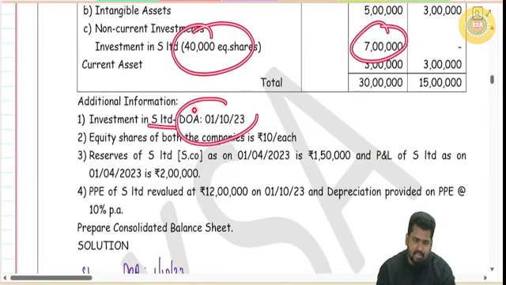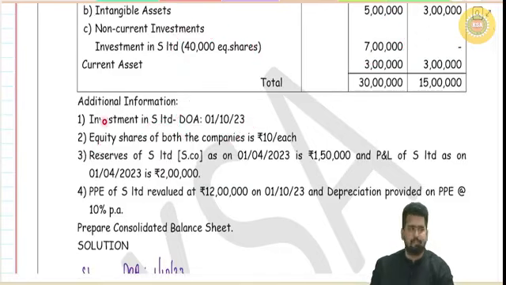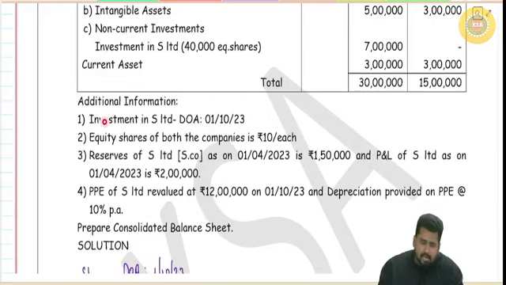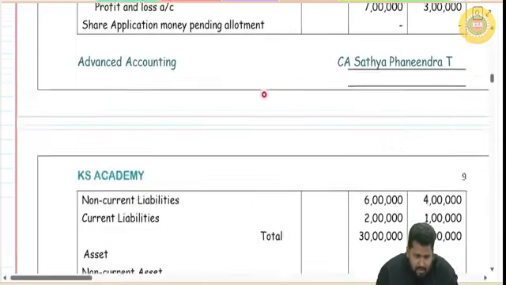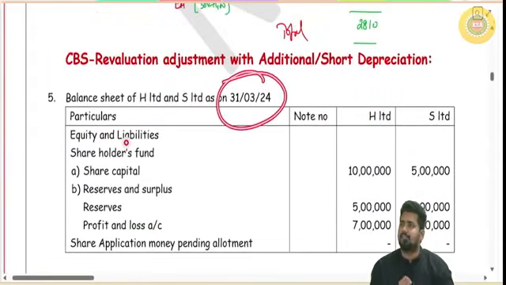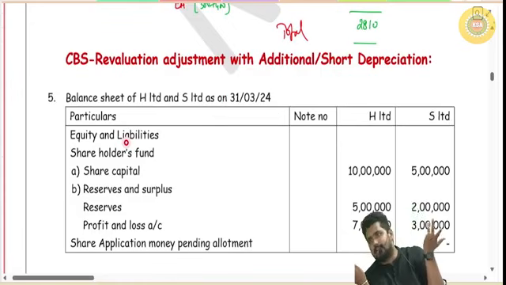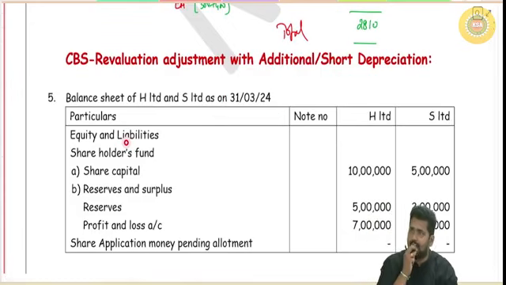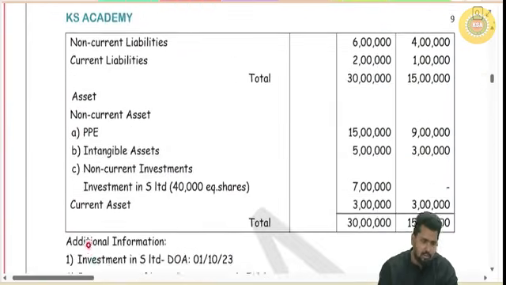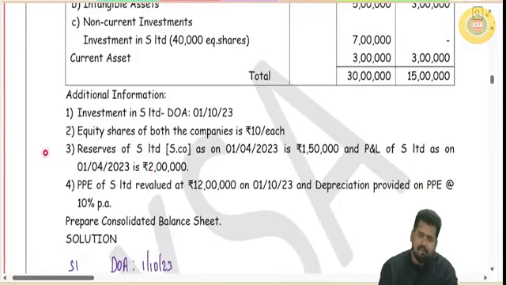Investment in S Limited is on 1st October. Sir, will the investment always be on 1st April, or 12 months back, or is any date possible? Any date is possible. Date of acquisition is 1st October, and the balance sheet date is 31st March. Are the dates the same or different? Different. Correct? Then the pre and post story will arise. Accordingly, we have to do the pre and post acquisition treatment.